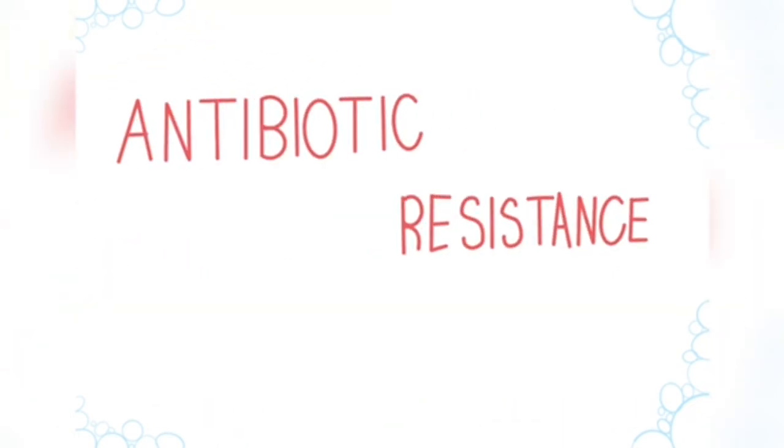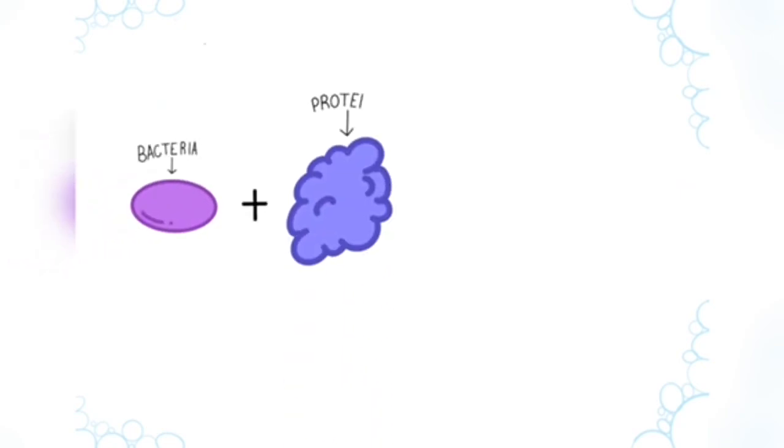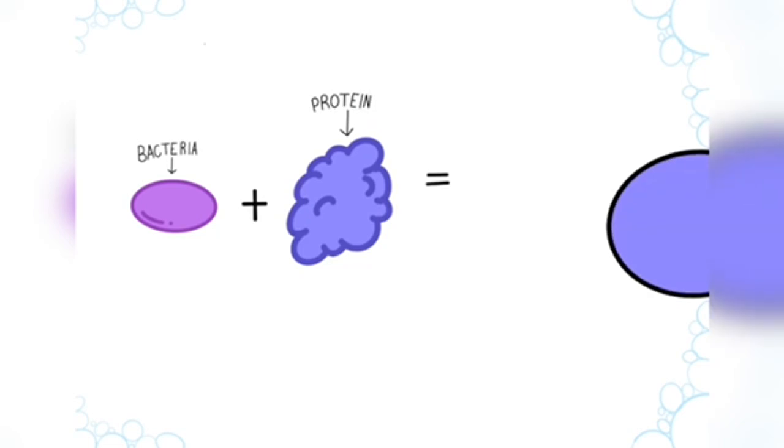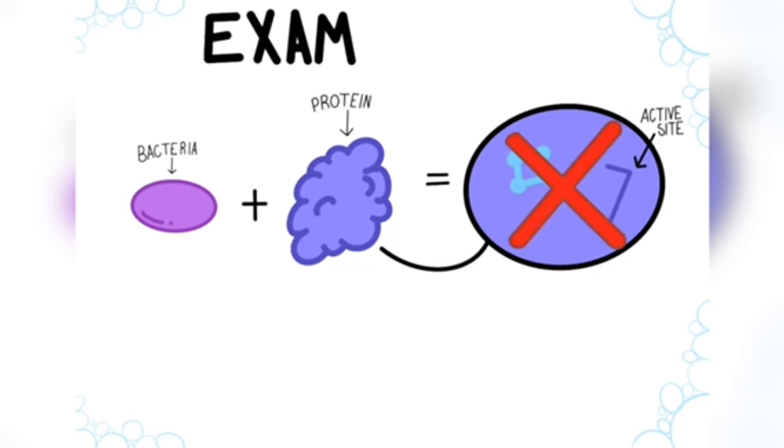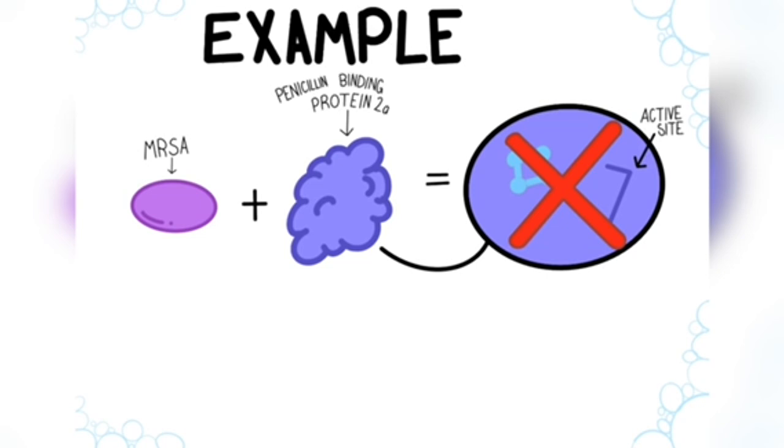Antibiotic resistance. One form of antibiotic resistance would be when a certain bacteria contains a special protein whose active site does not bind to certain antibiotics. One example of this form of antibiotic resistance would be MRSA. The protein is penicillin binding protein 2A, and this is the beta-lactam ring. Because of the altered active site in penicillin binding protein 2A, the beta-lactam ring is unable to bind.